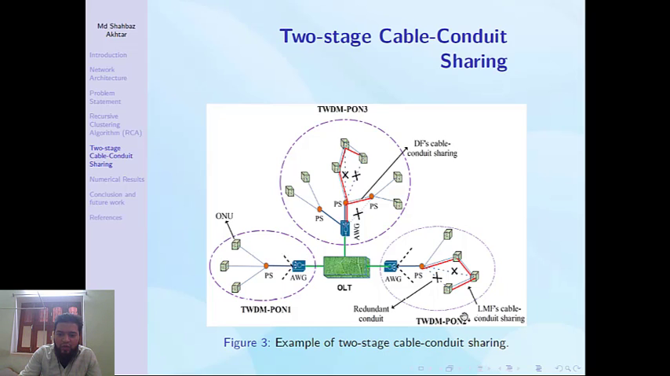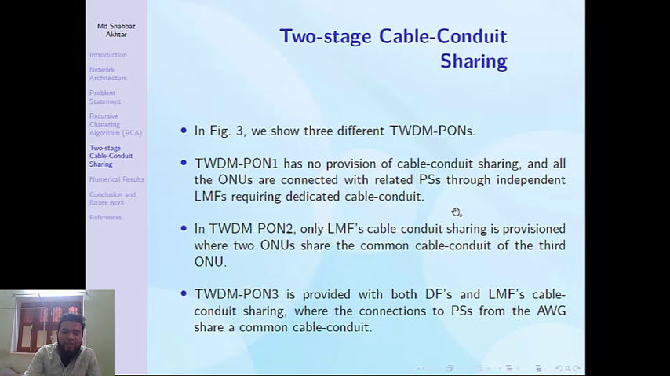In TWDM we have only last mile cable conduit sharing, that means only from the power splitter to the ONUs. If there is no cable conduit sharing, there will be a dedicated link to each ONU. But with last mile cable conduit sharing, we can see that these two links are cut, and we use a single one. We try to maximize the sharing of conduits of ONUs. In our proposed two-stage cable conduit sharing, along with last mile cable, we also use the distribution fiber section for sharing the conduit.